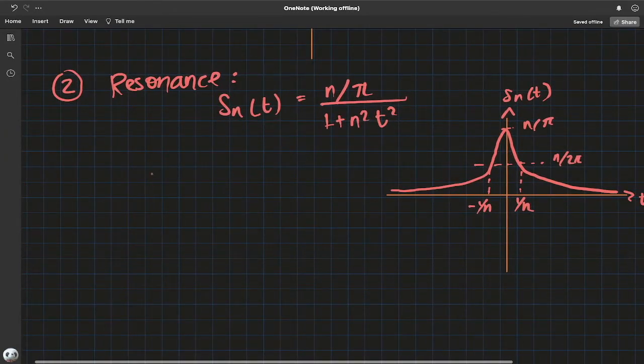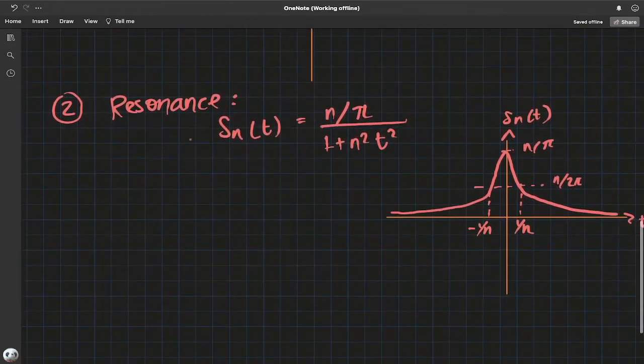And again, for all of these, what holds true is that in the limit as n goes to infinity, you get the Dirac delta. You can clearly see this in this case. It's just going to peak up.